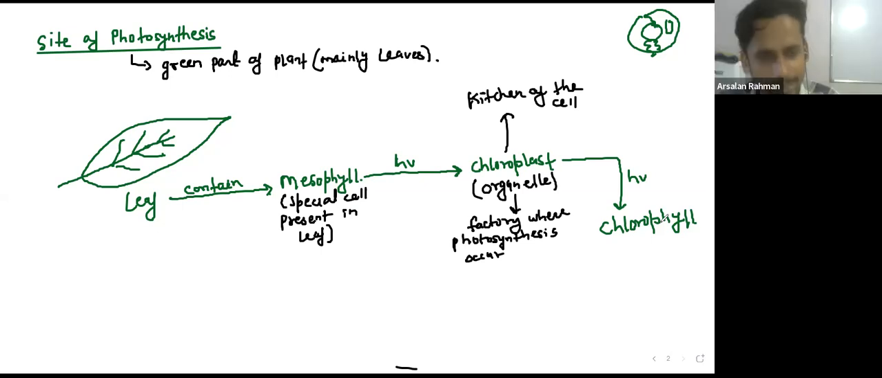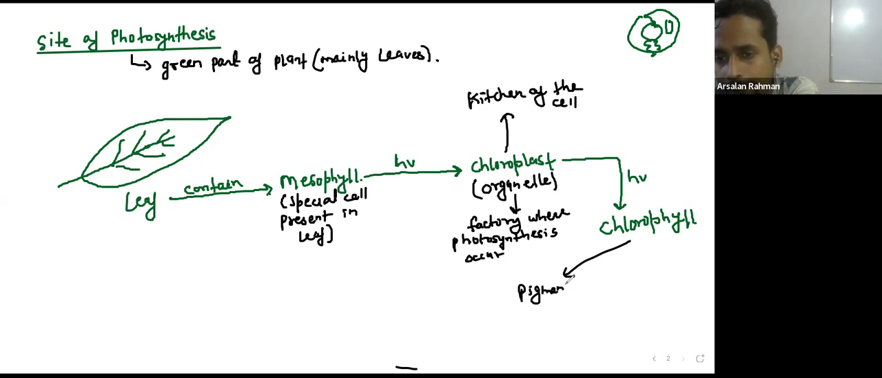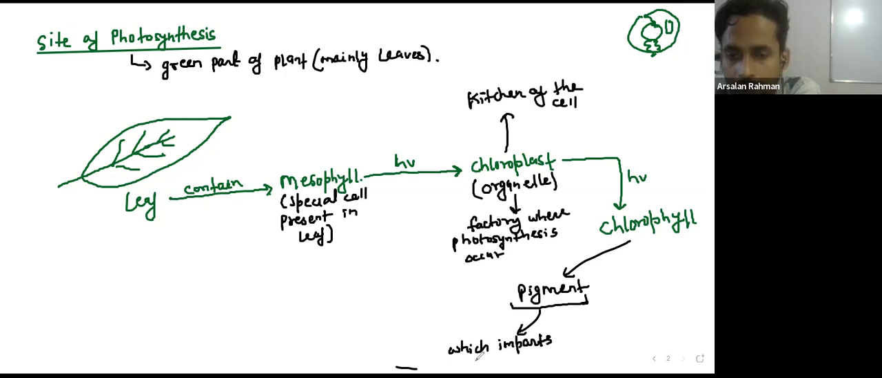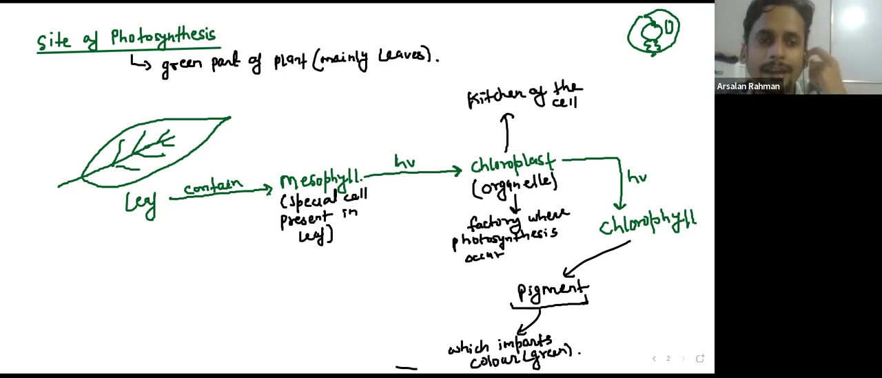Color. You can say that a pigment is a substance which imparts color. Let me write down a point for you. Chlorophyll is a pigment. Pigment is what? Which imparts color. So chlorophyll will give which type of color? Green color.